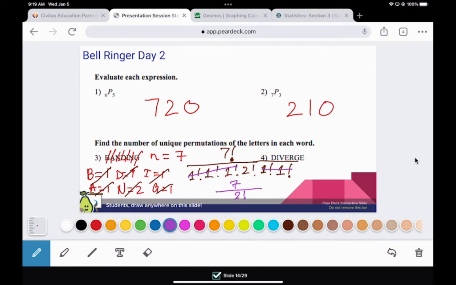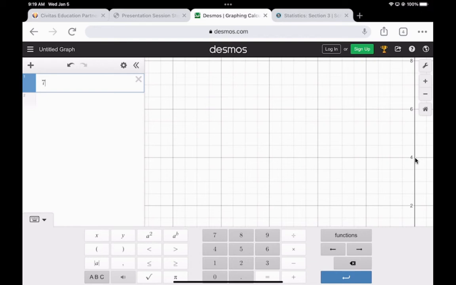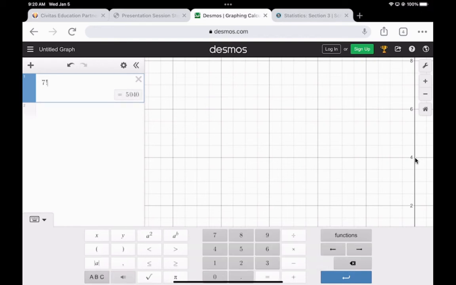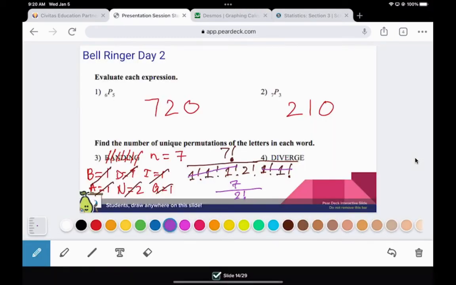Okay. I also show you how to use Desmos to type it in, just in case you forgot. In Desmos, this is the screen. You can put in the number 7 factorial divided by 2 factorial, and that will give you the value. So the answer for number 3 is going to be 2520.